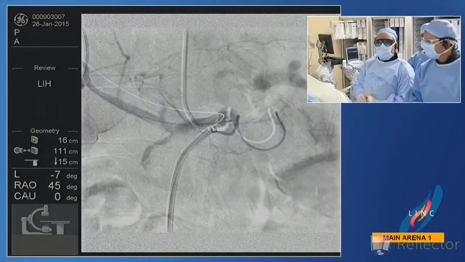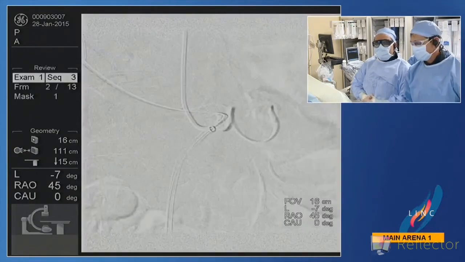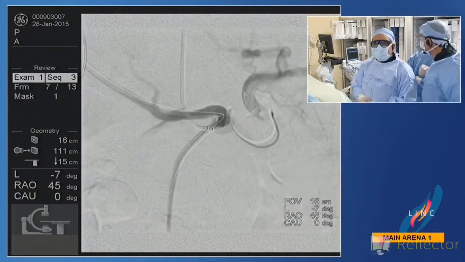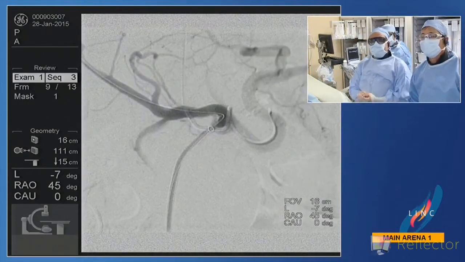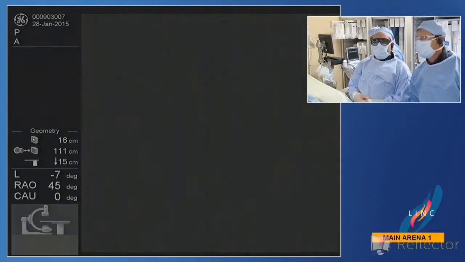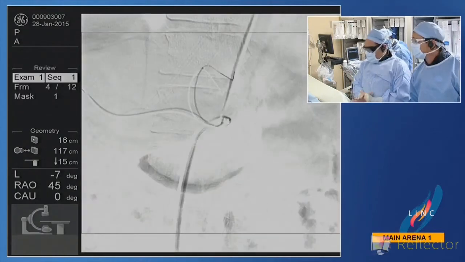There's no more filling of that aneurysm. All right, so obviously you can see now we have the aneurysm nicely excluded. Can you stop that? Play that back. And from here, we're going to go to AP. Well, let me go ahead and let's finish up this ostium, I think.